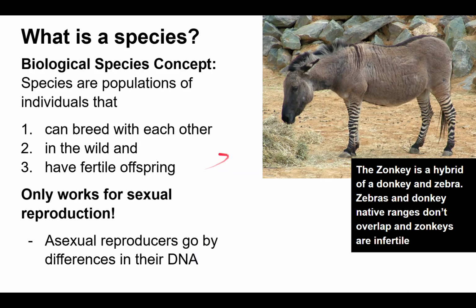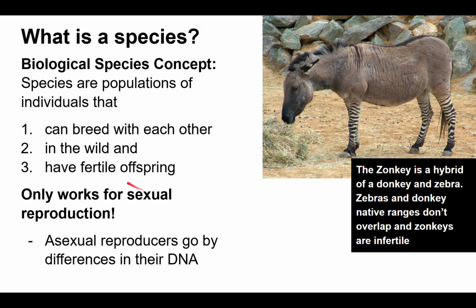So you can have certain fairly similar organisms actually hybridize. They can mate with each other. For example, a zebra and a donkey can make a zonkey, right? But in the wild, their native ranges do not overlap, and so we don't get a lot of zonkeys in the wild. Also, they're not fertile, right? So these zonkeys can't have their own offspring either. So that's the biological species concept. So because they don't fit all these criteria, we would consider zebras and donkeys to be different species, right?